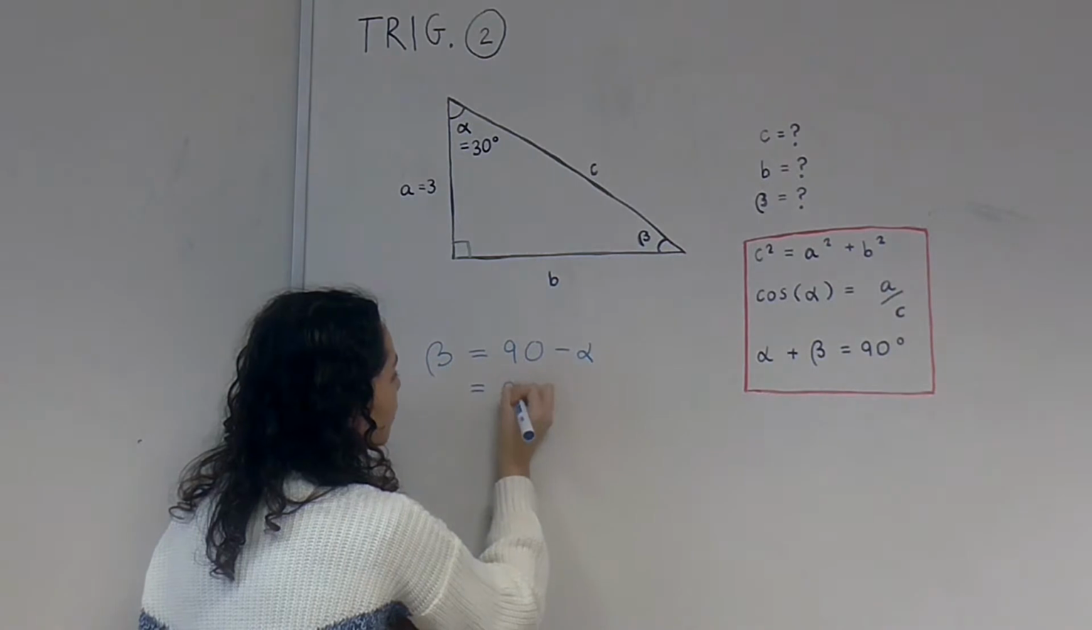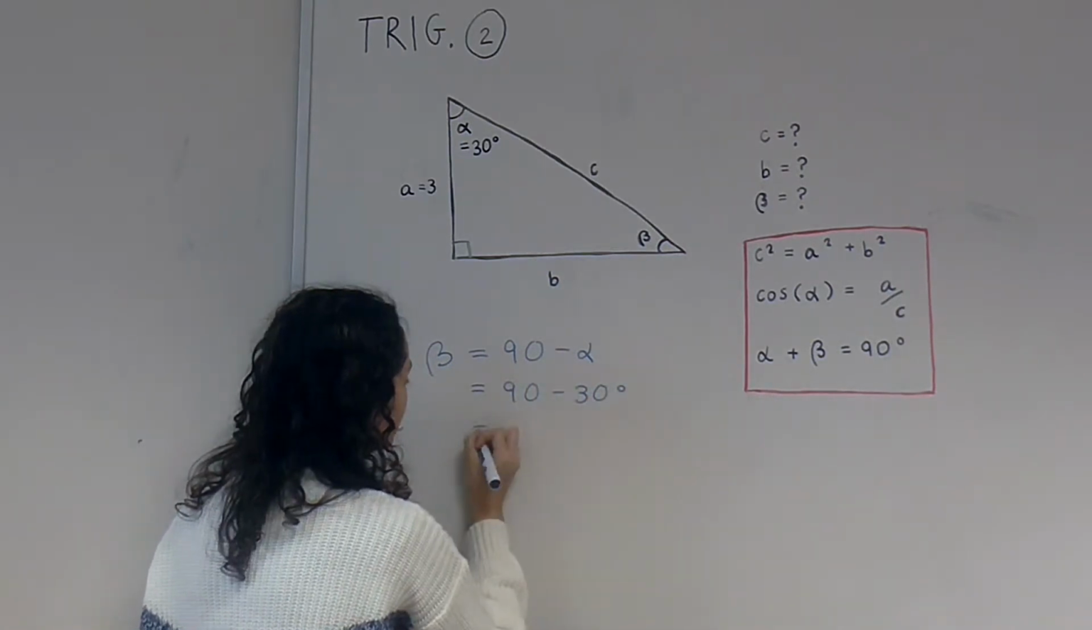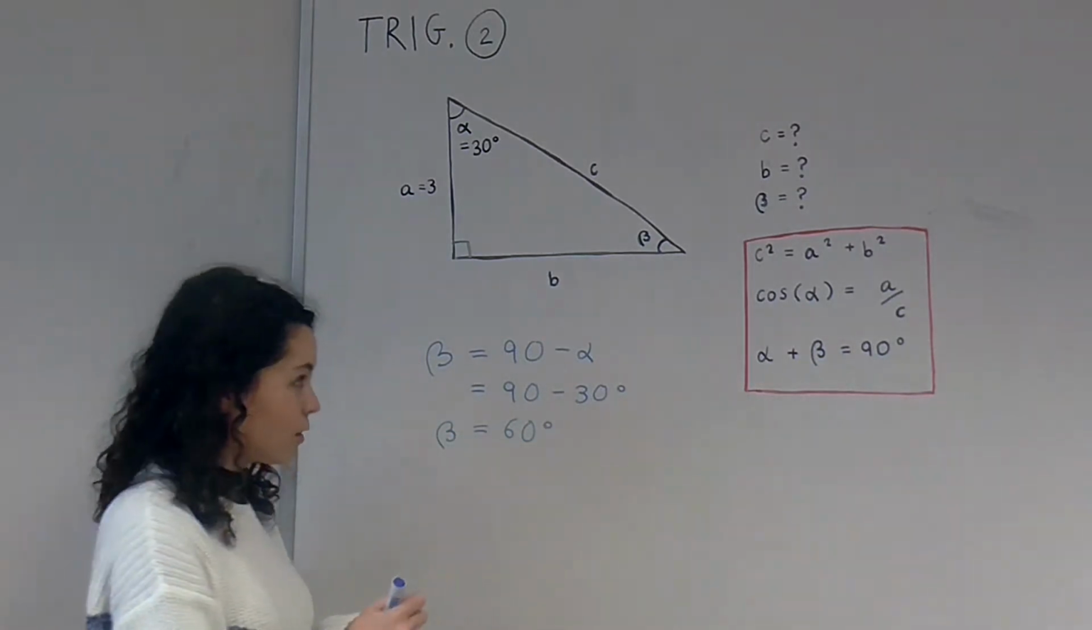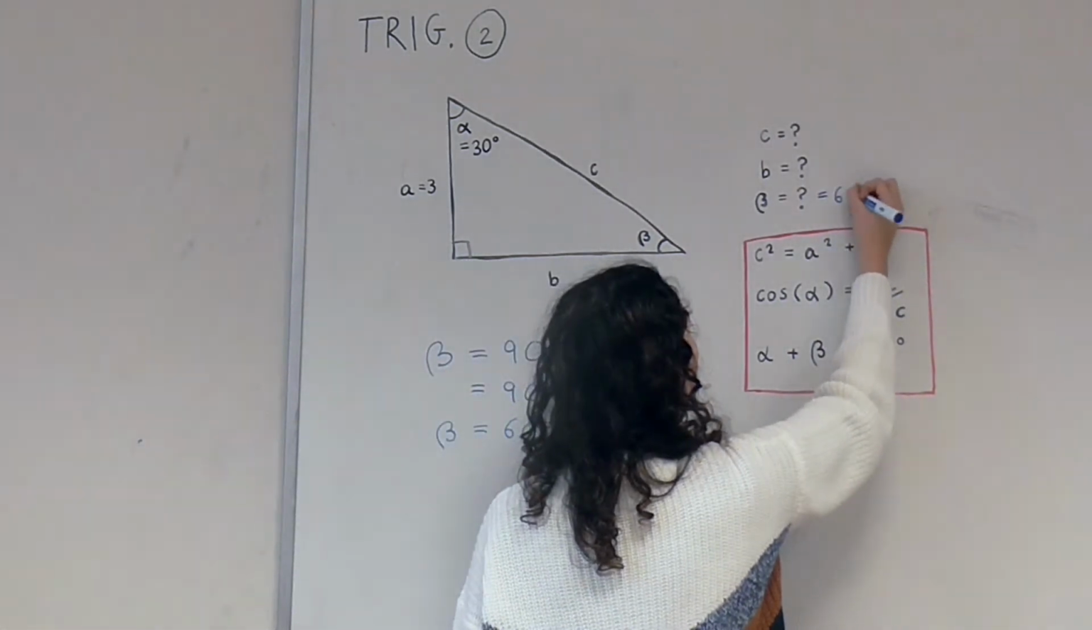So we know that our alpha is 30 degrees, so our beta is going to be 60 according to this. So yeah, that's the first part. I'm just going to write it here so I can erase it.